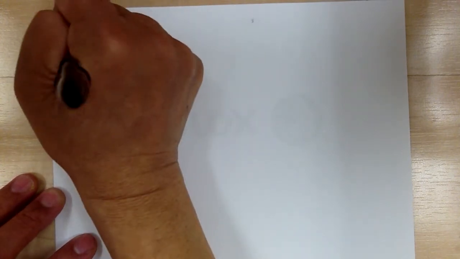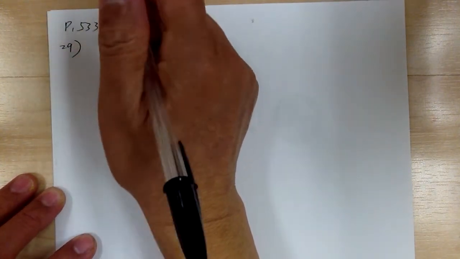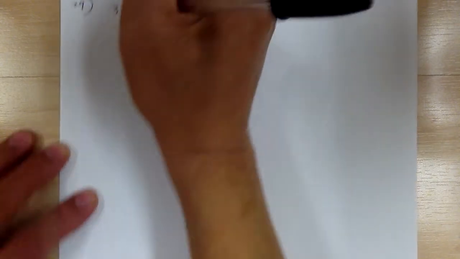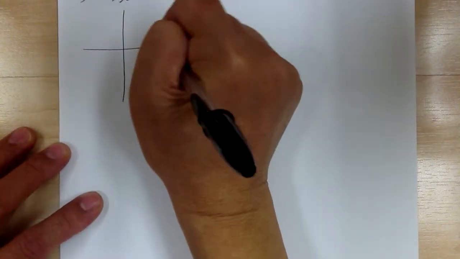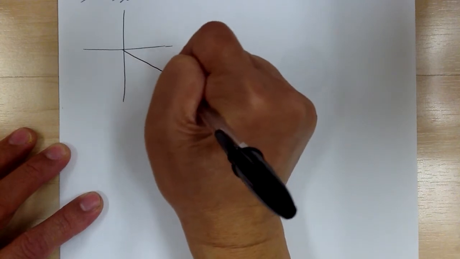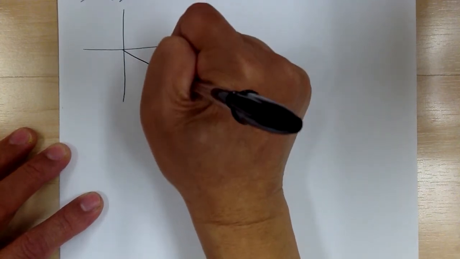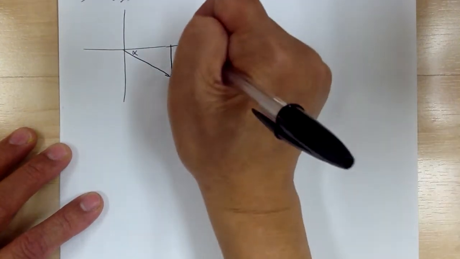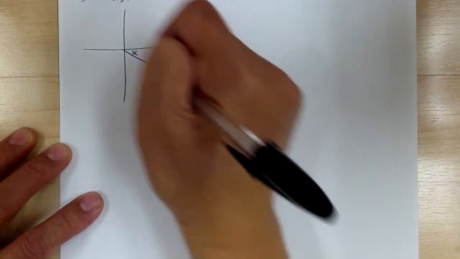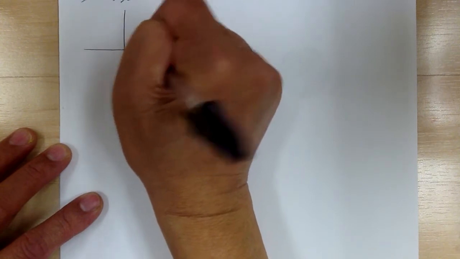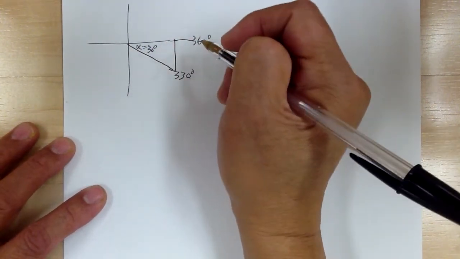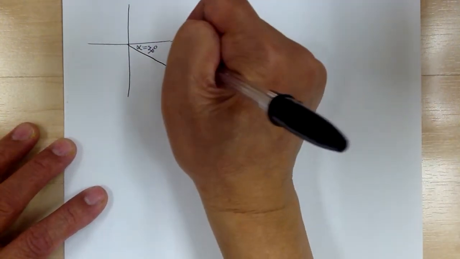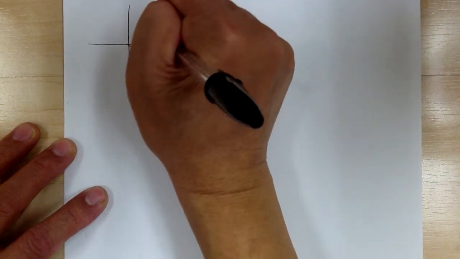Okay, let's go to 29. Okay, you got 330 degrees. So that's your 330 degrees. Draw your reference triangle and get your alpha. Okay, so this is 360 and this is 330, so this is going to be 30 degrees. So again, that's going to be a 30-60 special triangle. Okay, so this would be 1, 2, and this is square root of 3.